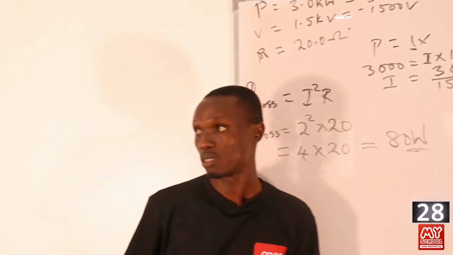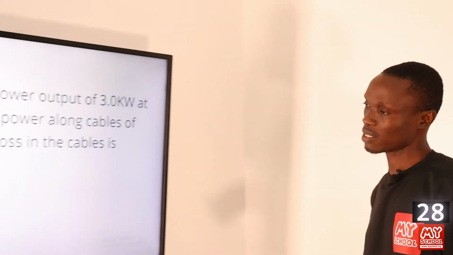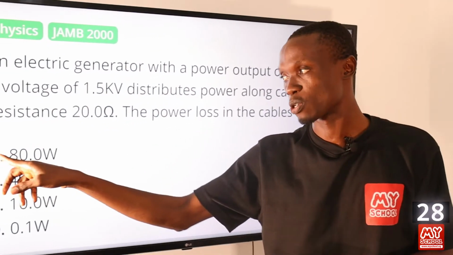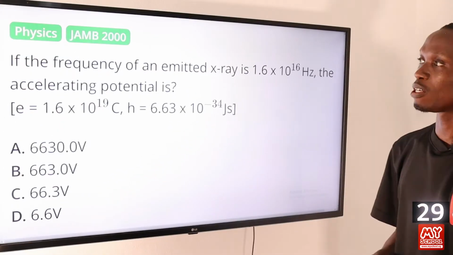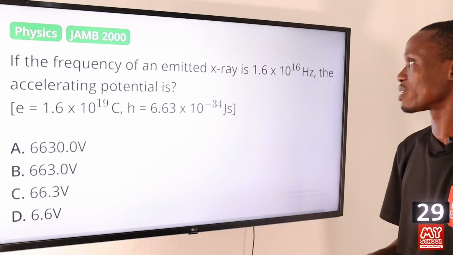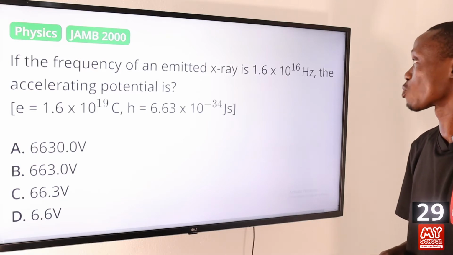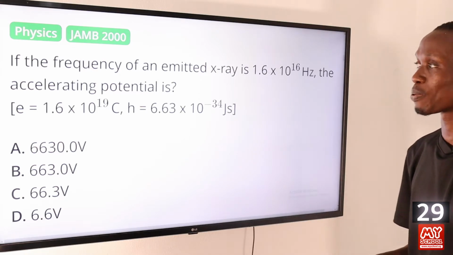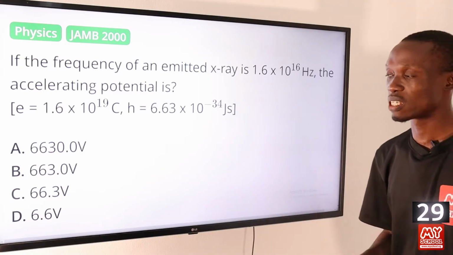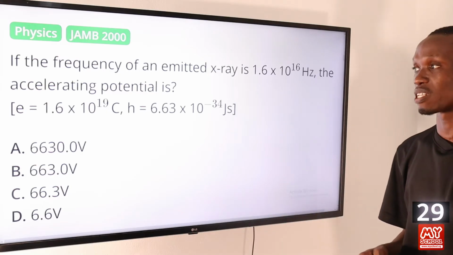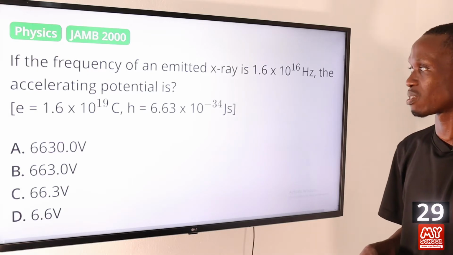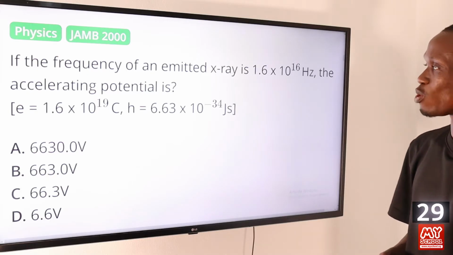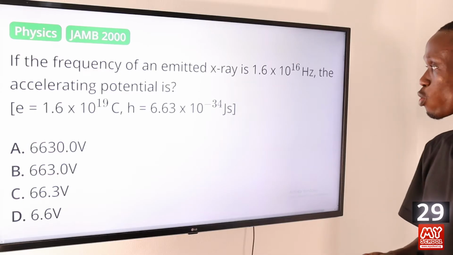So let's return back to the screen to pick the correct answer to our question, and that is option A, 80 watts. Question 29. If the frequency of an emitted X-ray is 1.6 times 10 raised to power 16 Hz, the accelerating potential is, so we are asked to take e to be equal to 1.6 times 10 raised to power 19 coulomb, h to be equal to 6.63 times 10 raised to power minus 34 joule second.